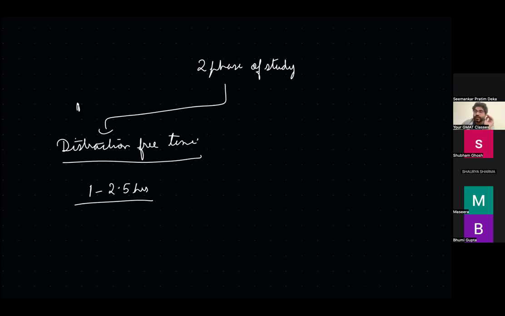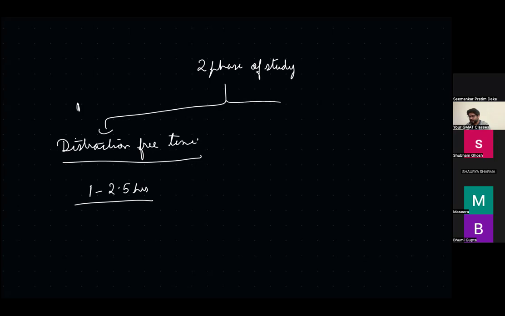That means your phone is away. Okay, your phone is literally away. No checking text, no looking at your phone. You really need to build a habit of sitting and concentrating. So you have to give distraction free time every day for at least 1 to 2.5 hours, depending on your bandwidth and timetable.